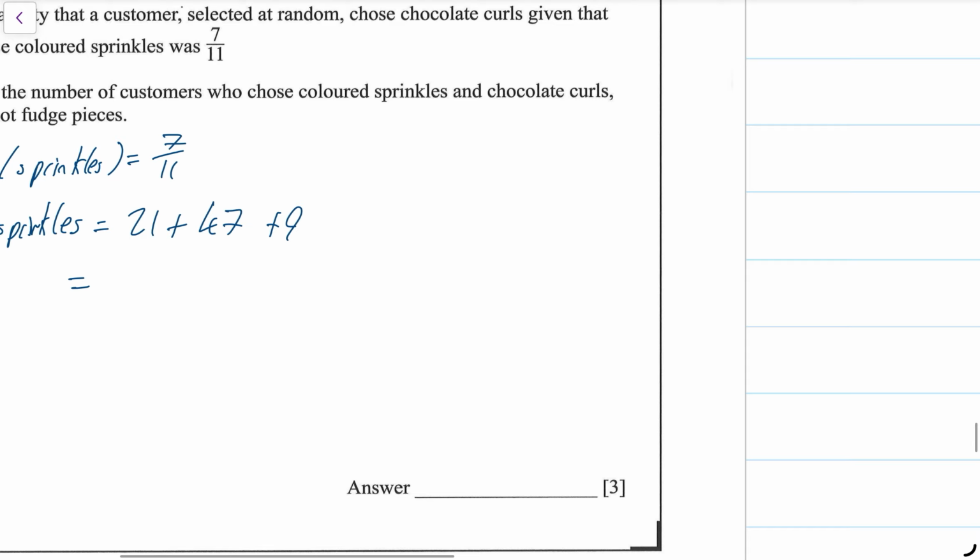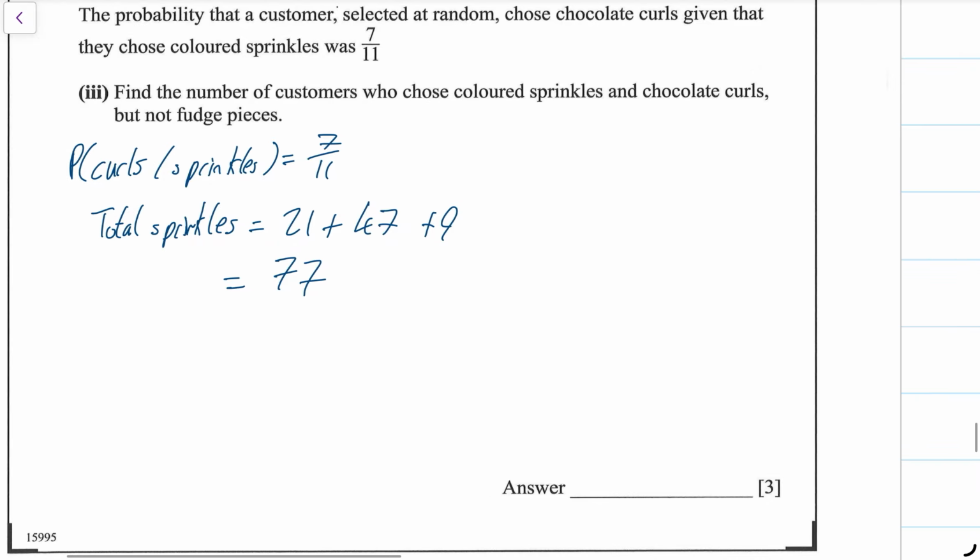And then we just check this. I've done this a slightly different way. I got 77, so I'm hoping I get 77 again. 21 plus 47 plus 9 is 77, yep. Okay, and right. So we've got our total for sprinkles. We're going to need that. And we're going to say, find the number of customers who choose coloured sprinkles and chocolate curls, but not fudge pieces.